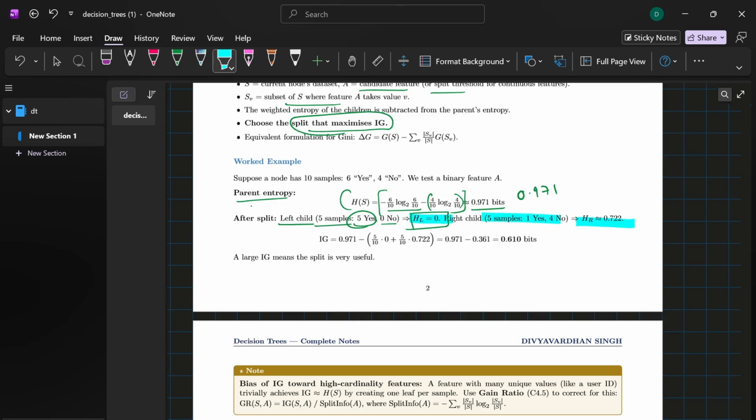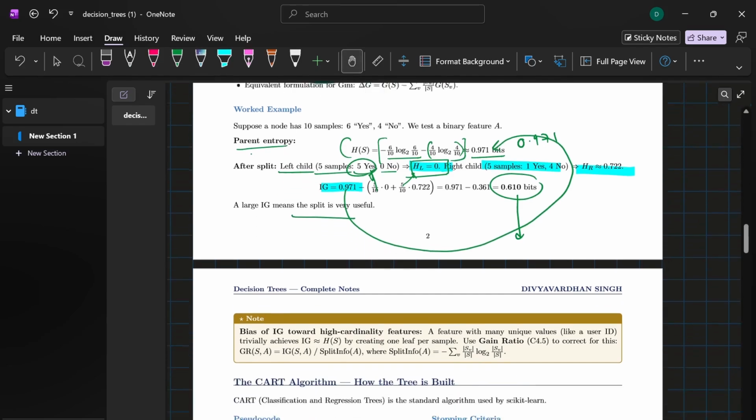Now we calculate the entropy for both children, take the weighted average of it, and subtracting it from the parent's, we get 0.610 bits. That's a big gain, and the split is very useful.